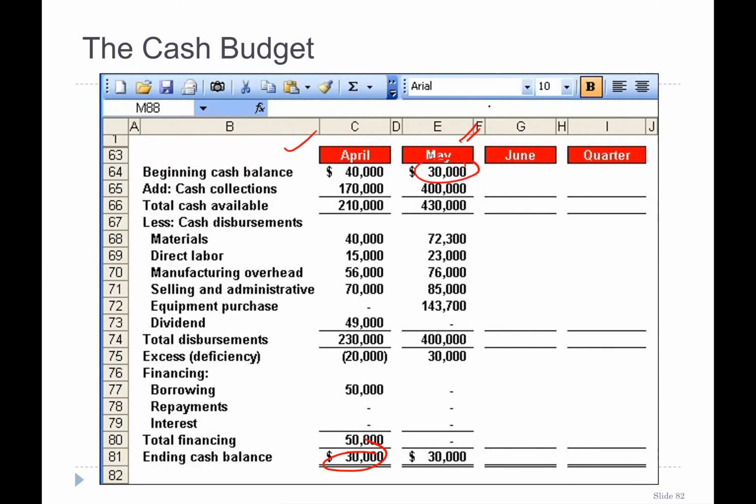May. So cash collection is coming from the cash collection budget. Total cash collection is 30,000. And there we go. In May, we are purchasing equipment worth 143,700. So our disbursement is 400,000 and our cash collection is 30,000, and now we have a 30,000 balance.